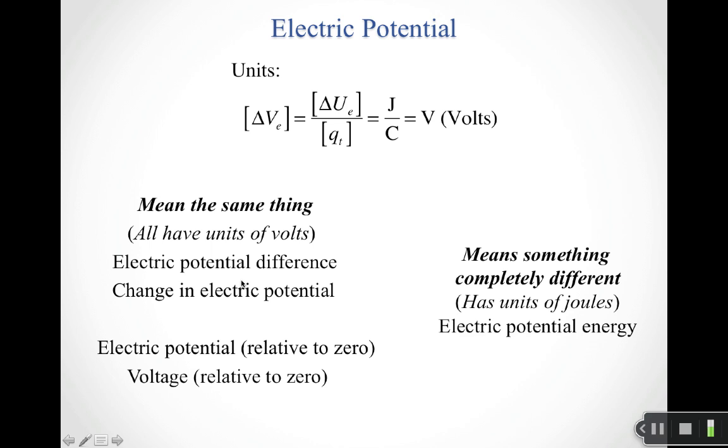What is clearly different is the electric potential energy. As soon as you tack energy on the end, that's a different thing. So the change in the electric potential energy, that's our delta U. The change in the electric potential, that's our delta V. Those two things have different units. One has units of volts, one has units of joules. But there are a lot of ways that we will end up referring to electric potential. So just keep that in mind.